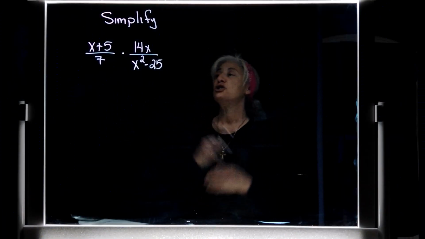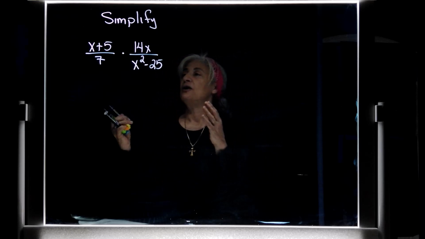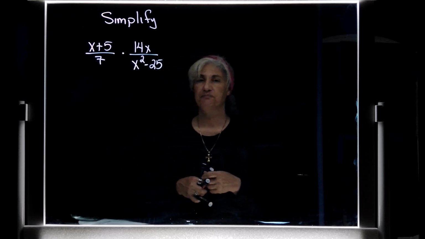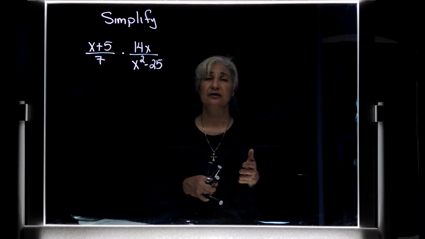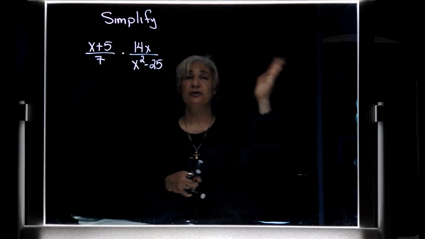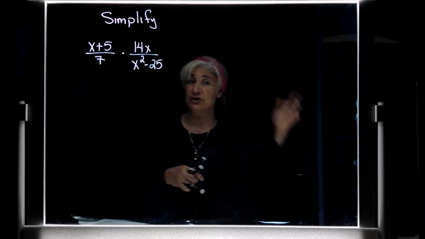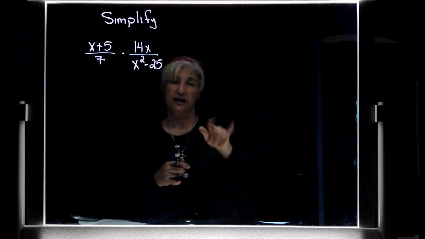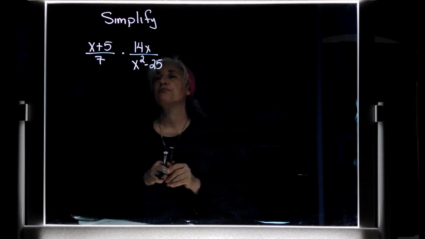Good? Okay, so we are going to work on multiplying and dividing fractions, but polynomial fractions. Now, you know how to multiply fractions. You multiply numerator with numerator and denominator with denominator and reduce at the end, or you try to reduce first and then multiply at the end. Either way we get the same answer.